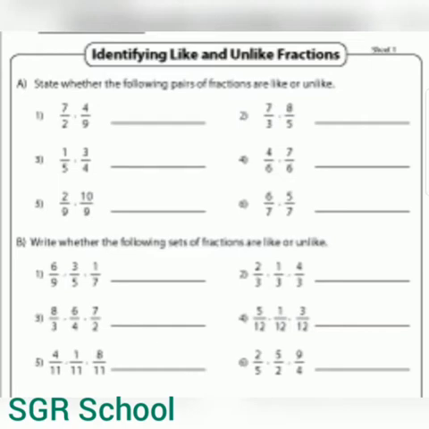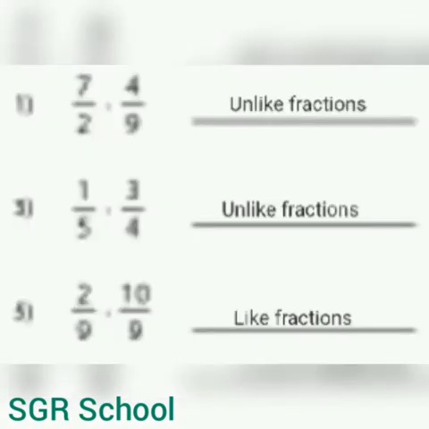Here we have some questions. Question number 1 is, state whether the following pairs of fractions are like or unlike. The first one is 7 by 2 and 4 by 9. As we can see, the denominator of the first fraction is 2 and the second fraction's denominator is 9. So these are unlike fractions.